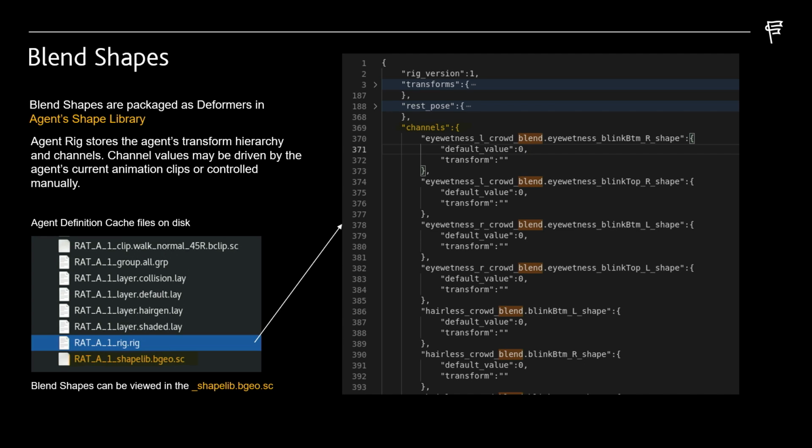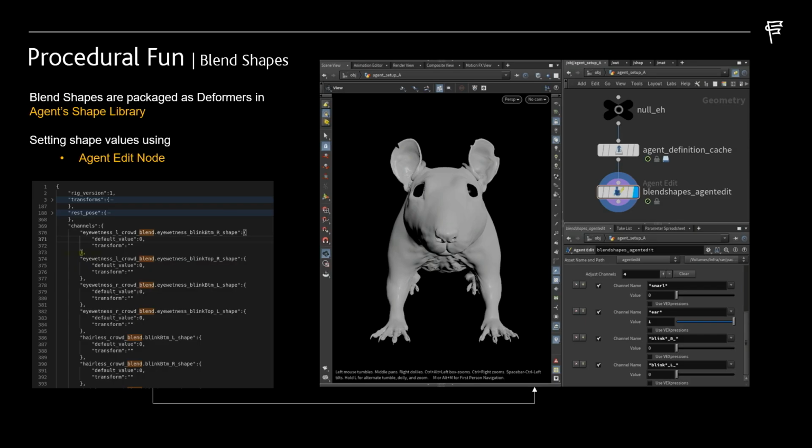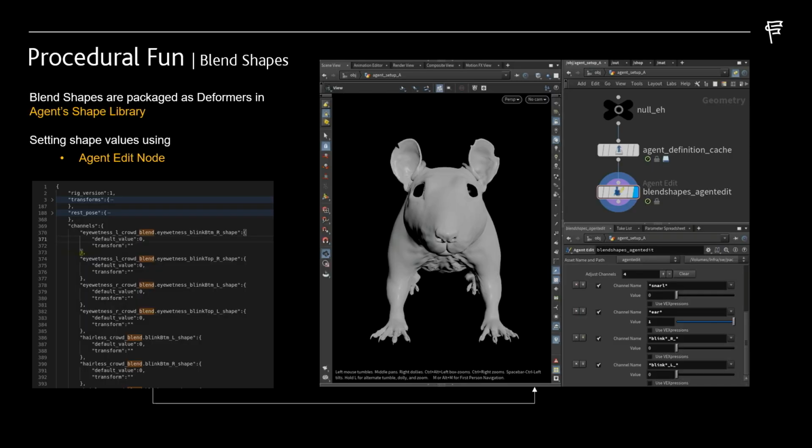Since all this data is available and accessible, Houdini provides mechanisms to access this data and also alter the states of this data. For example, it provides the agent edit node to control the joints and also control the blend shapes, and of course the attribute wrangle node is there. You can use VEX to set the values. So in this case, I'm using an agent edit node.